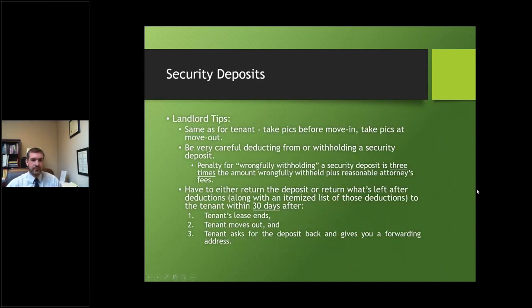And of course, the landlord wants to protect itself and to be able to determine what damages were tenant caused versus what damages were pre-existing. So pictures at move in and move out are ideal.